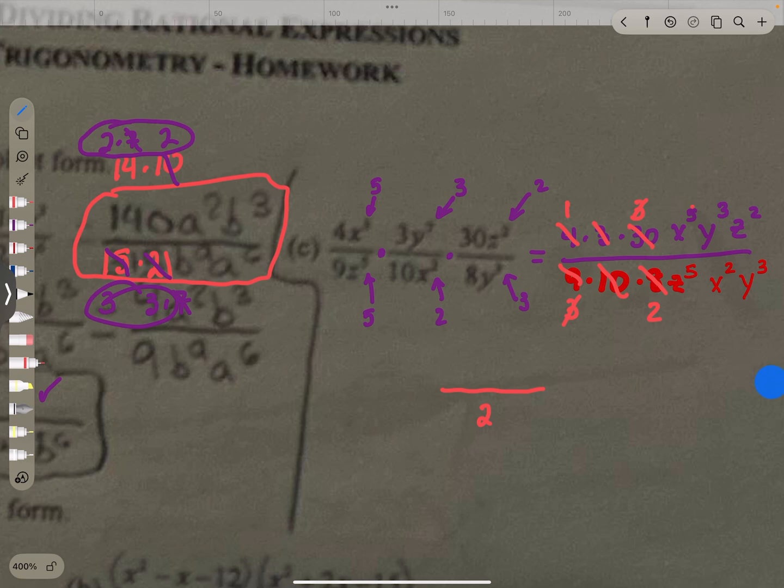Let's check our variables now, right? This is 5, this is 2, so they have a difference of 3, and it's 4 on top.